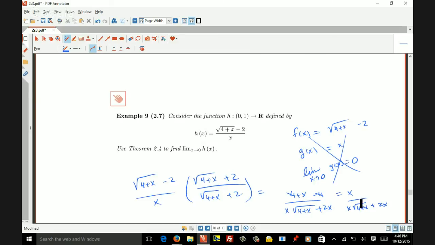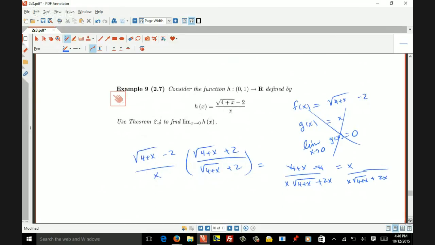Cross out the x's. Now this part becomes our f, this part becomes our g, and you can take the limit as x goes to 0. So you get 1 over the square root of 4 plus x plus 2. So this is f, this is g, so it's going to be 1/4.